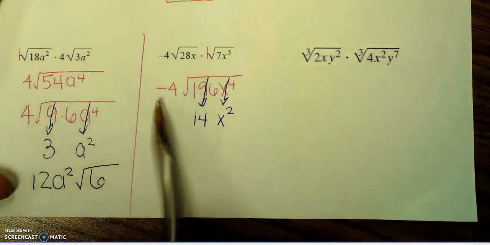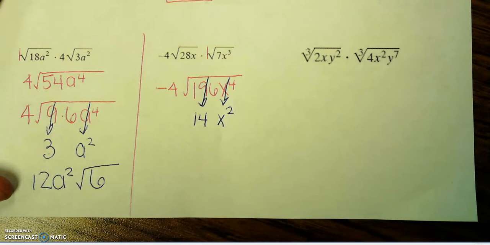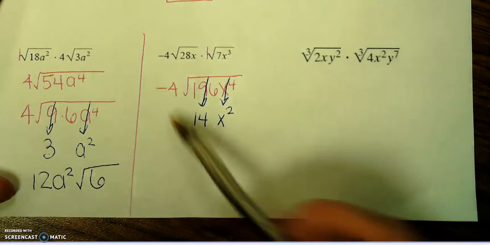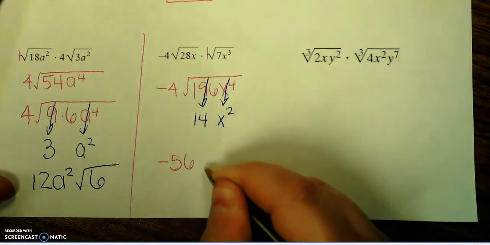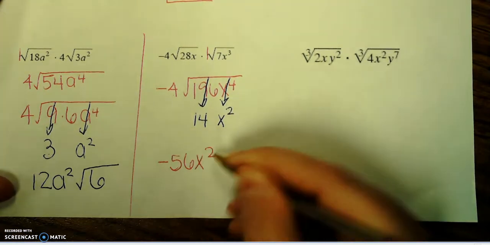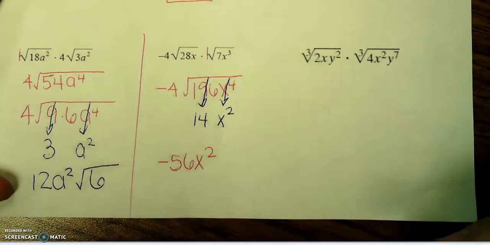Now, to get the answer, anything we pull out in front, we're going to multiply. So I had a negative 4 already out here. Negative 4 times 14 is negative 56. We have the x squared, and then nothing was left under the radical for that question.